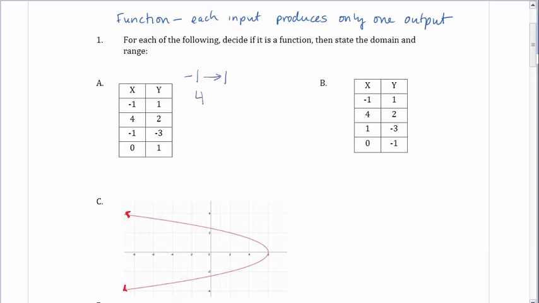1, 4 produces an output of 2, -1 also produces an output of -3, and 0 produces an output of 1. So when I look at that, I see that right here an input of -1 produces two separate outputs, so this is not a function.